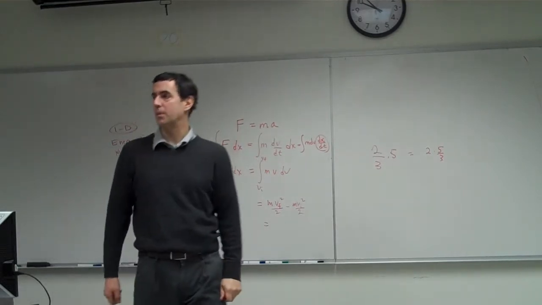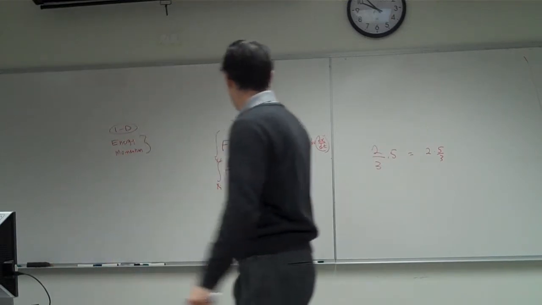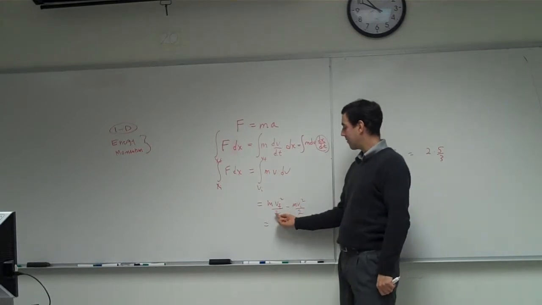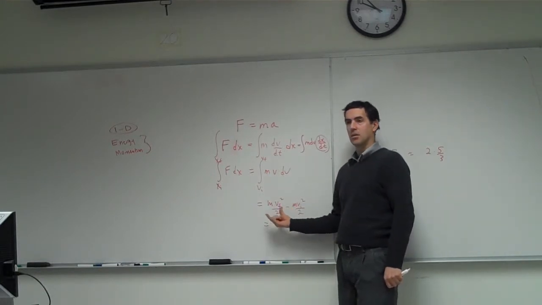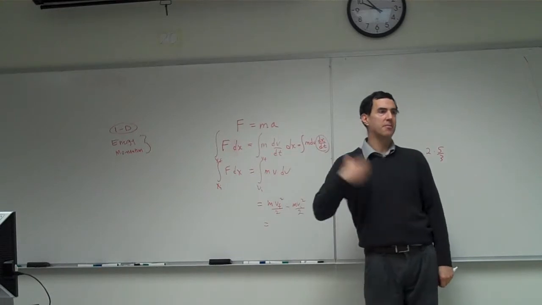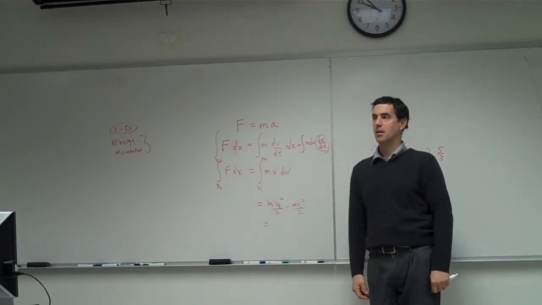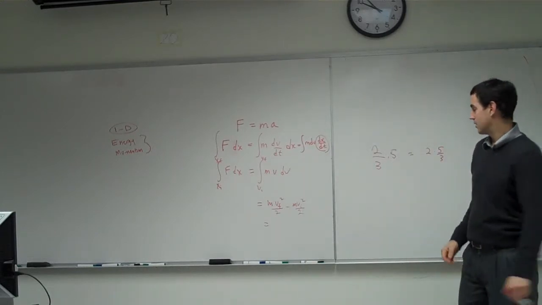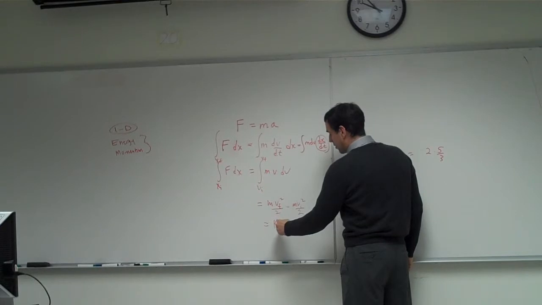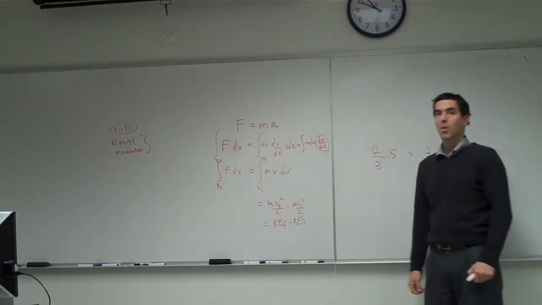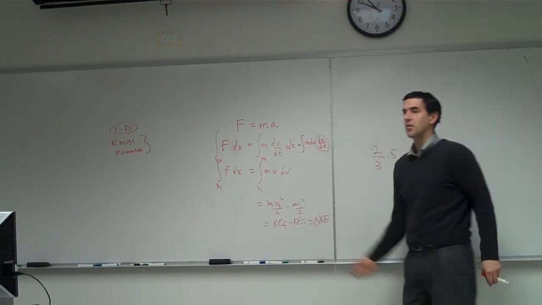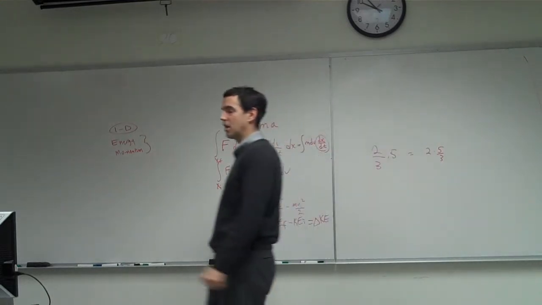Not because I have to, but because this is going to be a common clump of variables, I'm going to give that clump of variables a name. 1/2 mv squared. What name should I give that? Do you remember from physics? What did we call that? 1/2 mv squared. Kinetic energy. So I'll call this kinetic energy final minus kinetic energy initial, or the change in kinetic energy. So the difference between the final and the initial would be the change in kinetic energy.